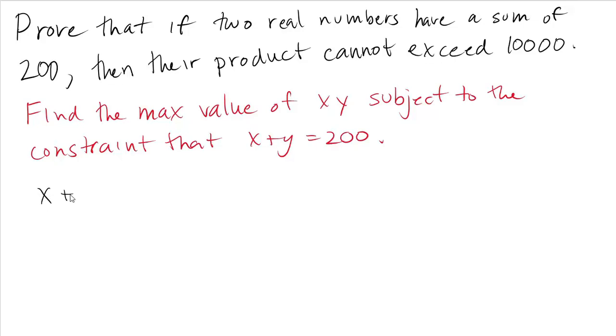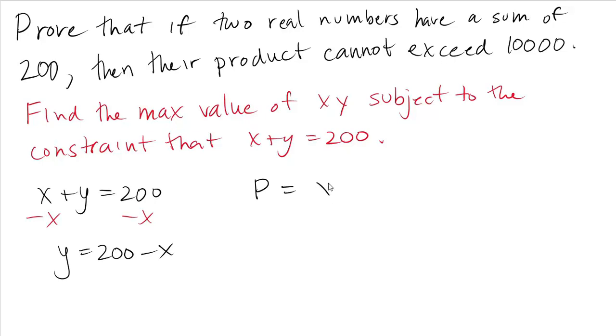I can solve that for either of the two variables. Let me start with x plus y equals 200 and solve it for y. I'm going to subtract x from both sides. So I get y equals 200 minus x. Now I can make a substitution. I'm going to call the function p for product. The product was originally x times y. I'm going to write that as a function of x only by substituting 200 minus x in for y. This is now a function of only x, so I can write this as p of x.